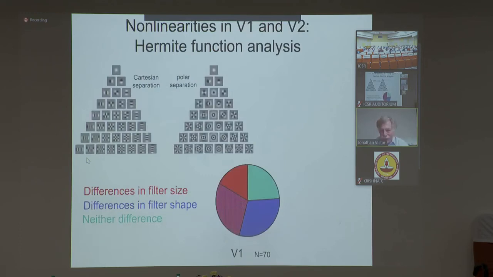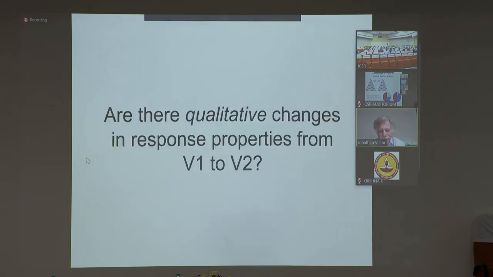We found the same thing with Hermite functions. As I had mentioned before, in V1, a quarter of the neurons were approximately linear by this test, and the other three quarters had major changes of what the filters looked like depending on what basis set we used. In V2, basically just more of the same thing. Only a small fraction of neurons behaved in an approximately linear way, and more of them were nonlinear, but not in any qualitatively different way. So the anatomy suggests that there should be qualitative changes in responses, and these two experiments didn't show any.